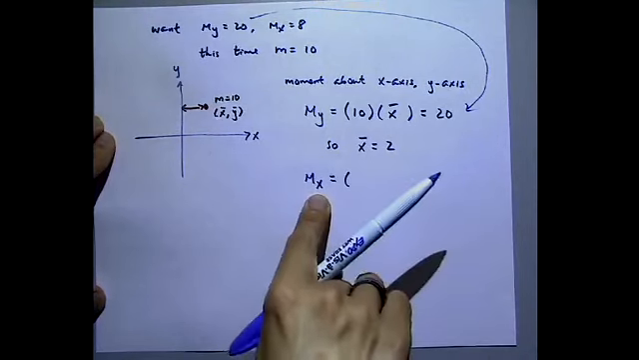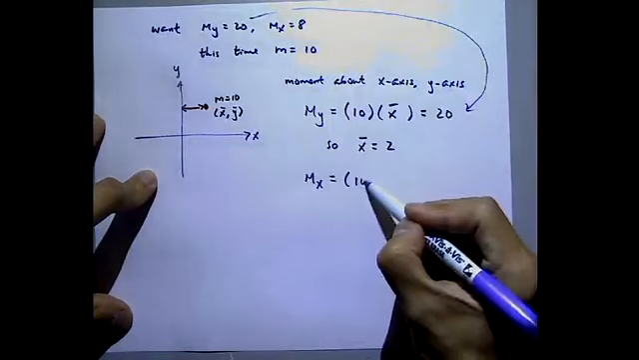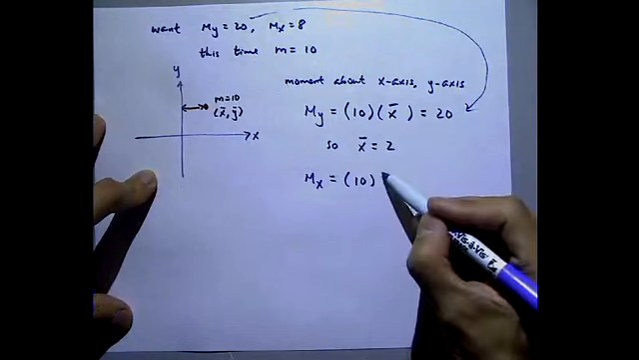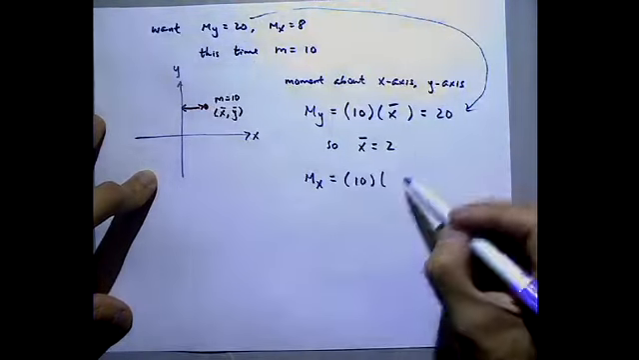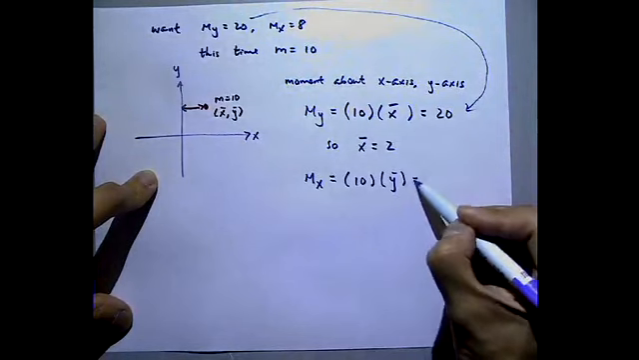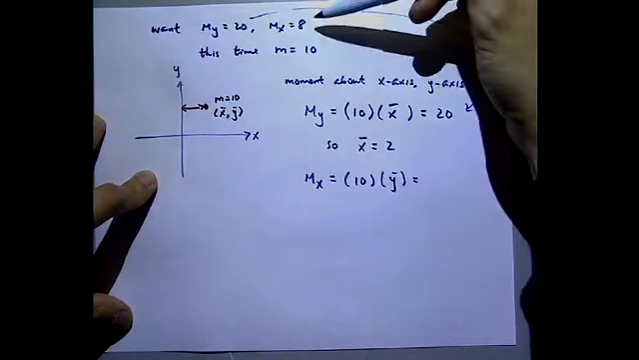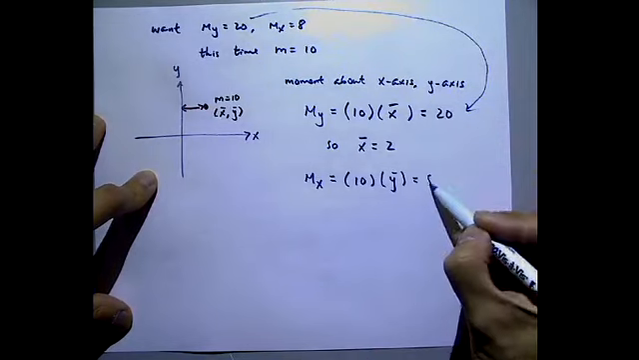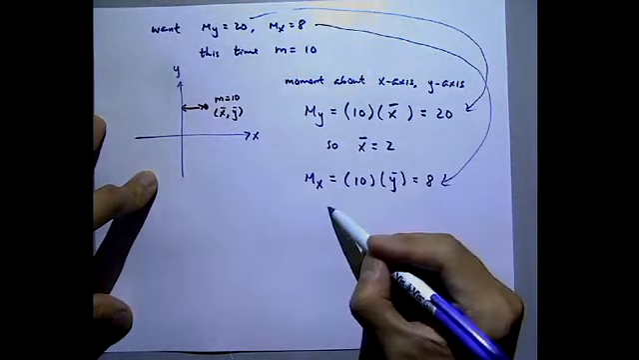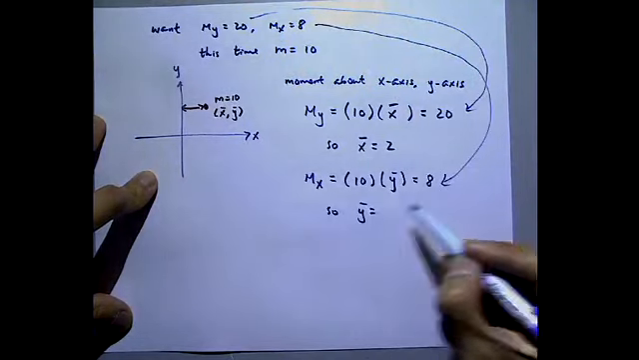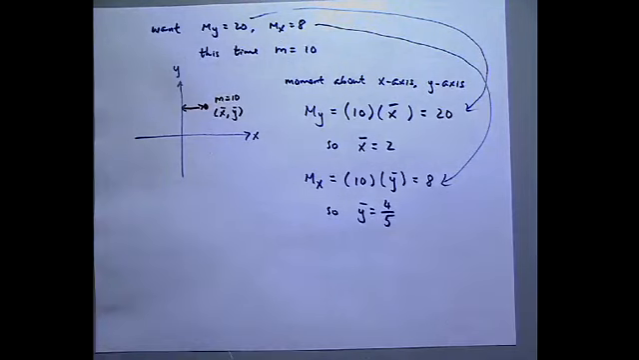Same thing for the moment about the x-axis. We want to know the mass, 10. And how far is it from the x-axis? y bar. And we want the same moment about the x-axis we had before, 8, right? So that's what we want. So this tells me that y bar is equal to 4 over 5.